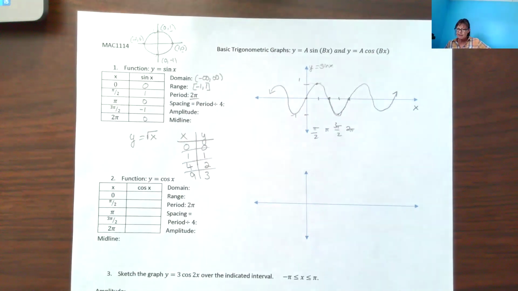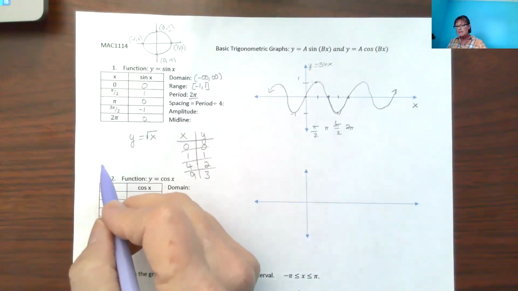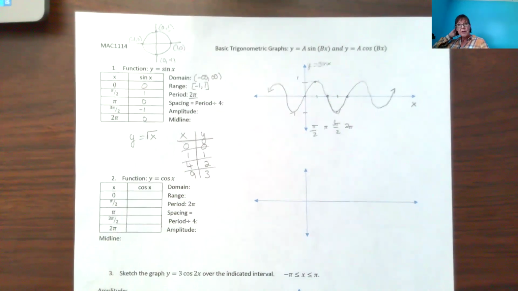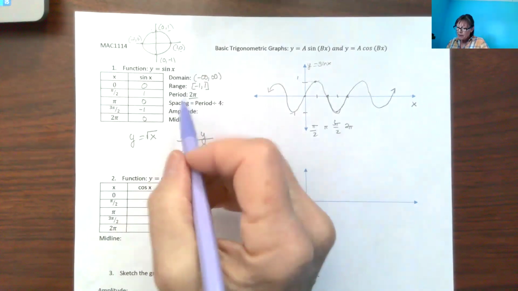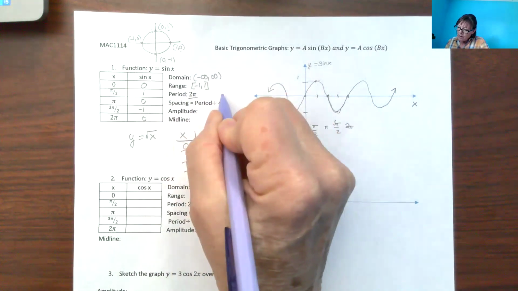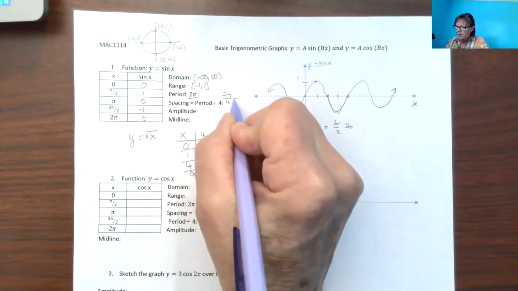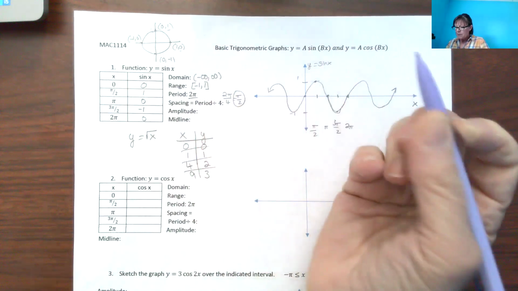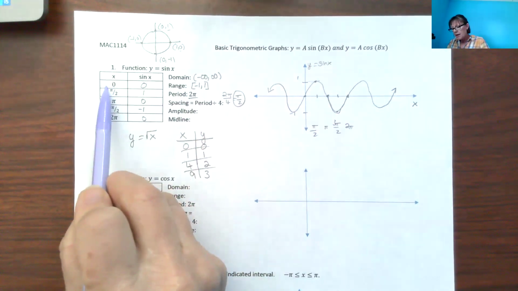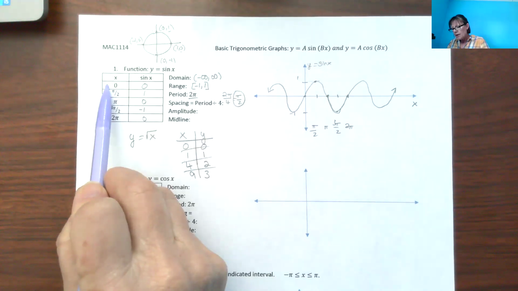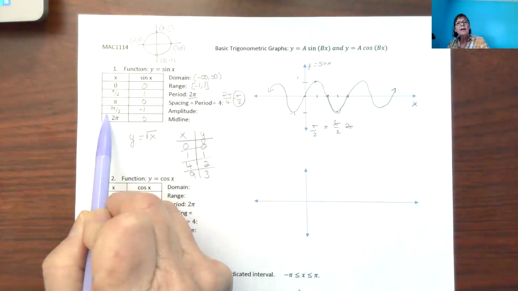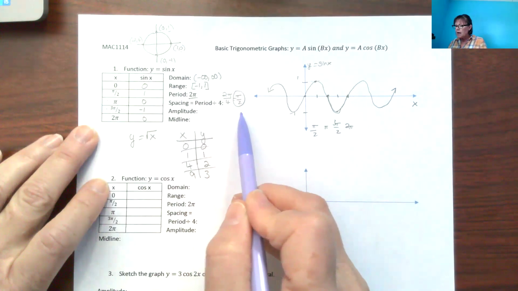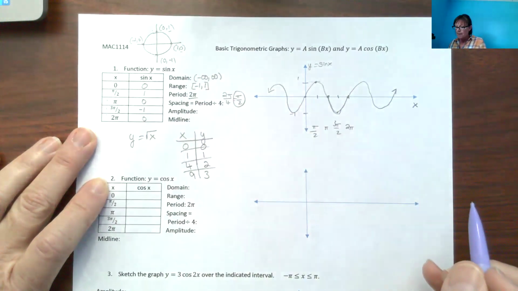The spacing. Now, the spacing is how I chose these values right here. So the spacing for all of our trig graphs will be whatever the period is divided by 4. So the period is 2 pi. So 2 pi divided by 4 is pi over 2. That's the spacing. That is why I said, let's go from 0 and then go 2 pi and then plus another 2 pi and then plus another 2 pi and then plus another 2 pi. That tells us how to put in nice x values, how to split up our x-axis.